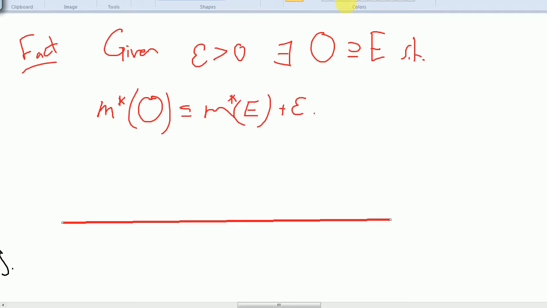We'll turn it black. We'll show it or not.